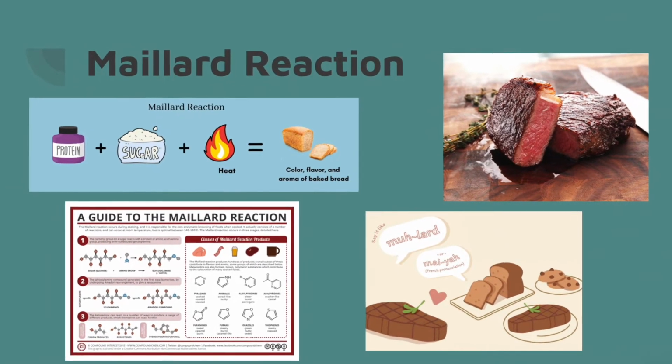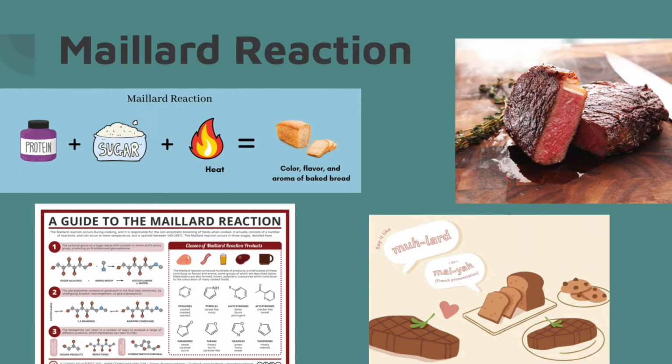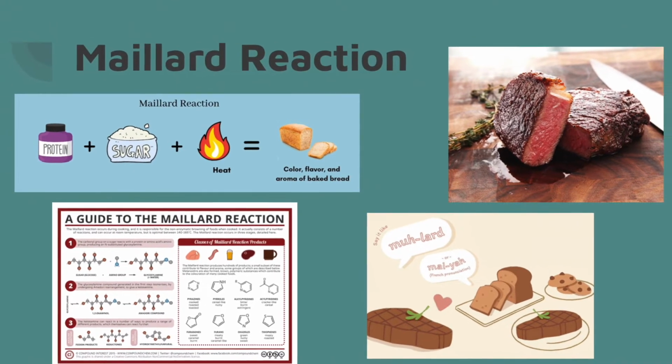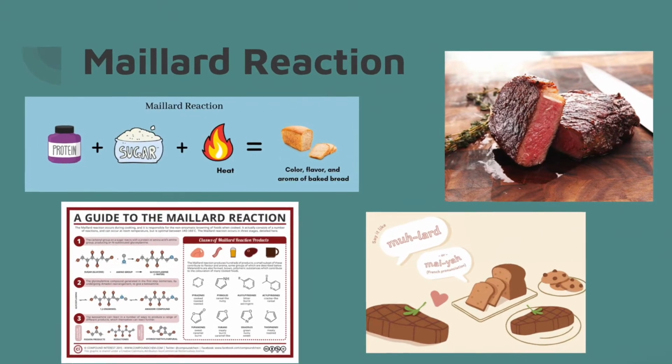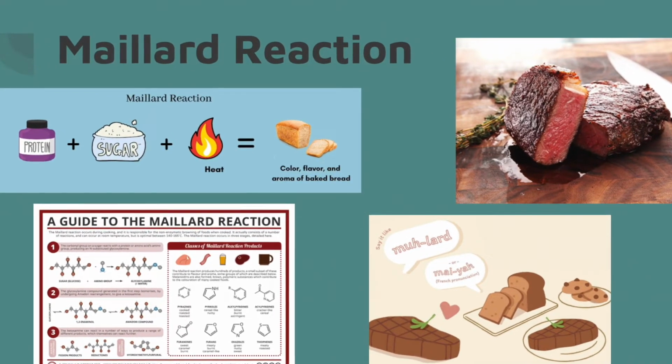The reaction starts slowly at 250 degrees Fahrenheit and ramps up quickly as it hits 350 degrees Fahrenheit. Foods that undergo this reaction are foods like steak, biscuits, bread, and many others.